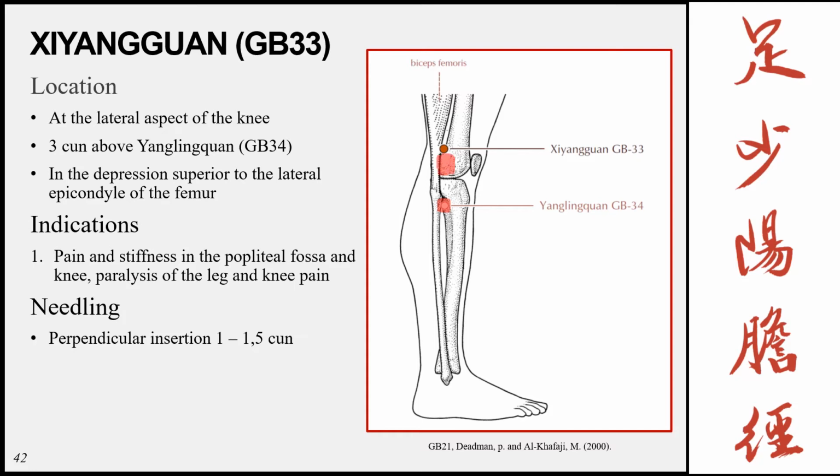This point can be used for pain and stiffness of the popliteal fossa and knee, so that's its local function, and also locally it can be used for paralysis of the leg and knee pain. Needling is perpendicular 1 to 1.5 cun, and this point is also frequently used.